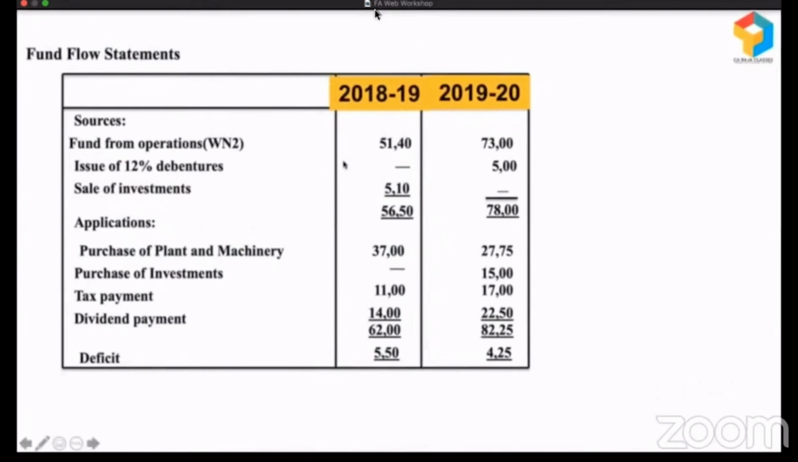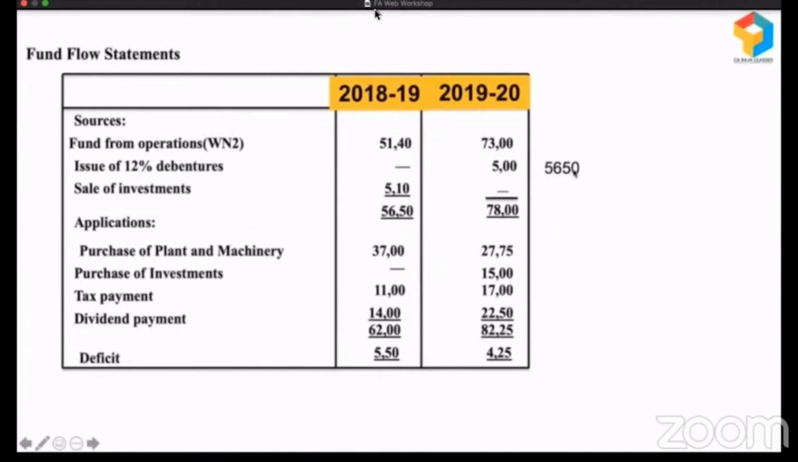Okay, look, in 2018-19 they had long-term sources from operations and by selling investment of 5,650, and these are all their long-term uses. They purchased plant and machinery, they paid taxes, they paid dividend. So 5,650 was the source, 6,200 was the use, there was a deficit of 550. Let's analyze this. So what is the total source?